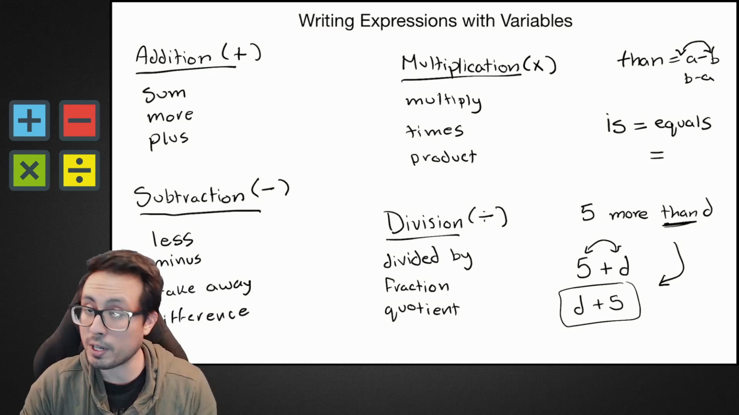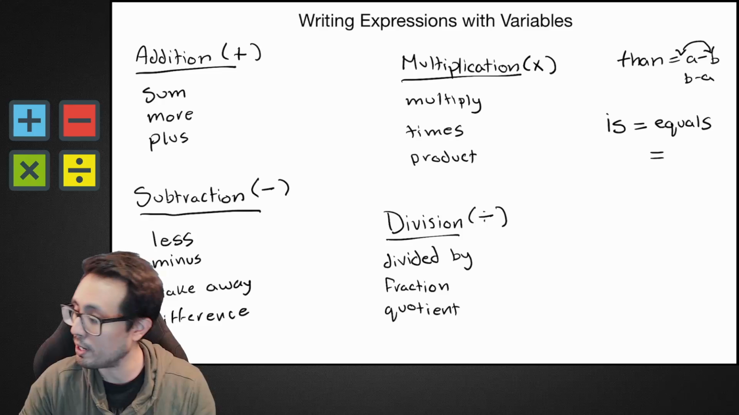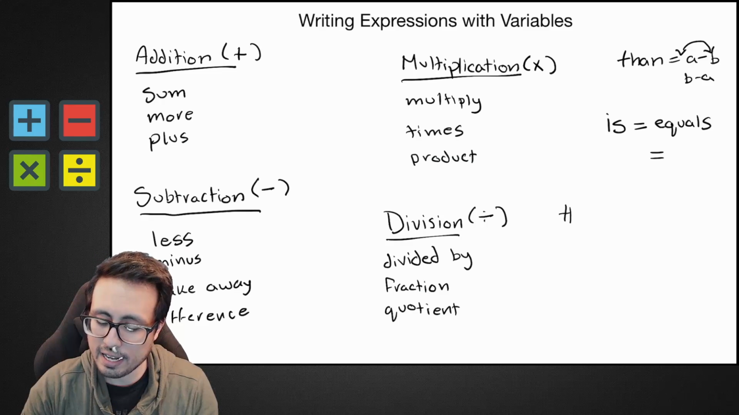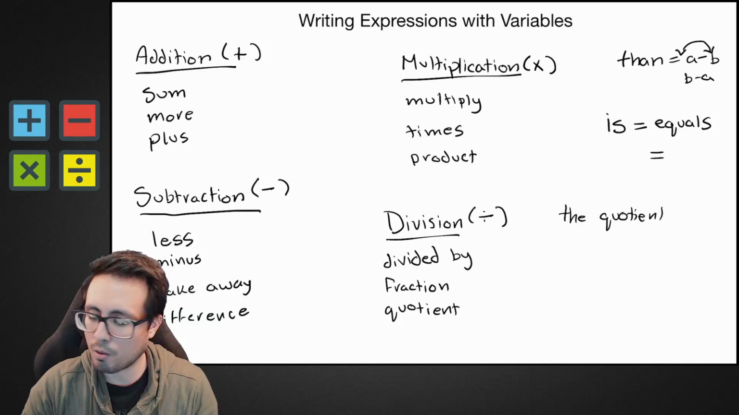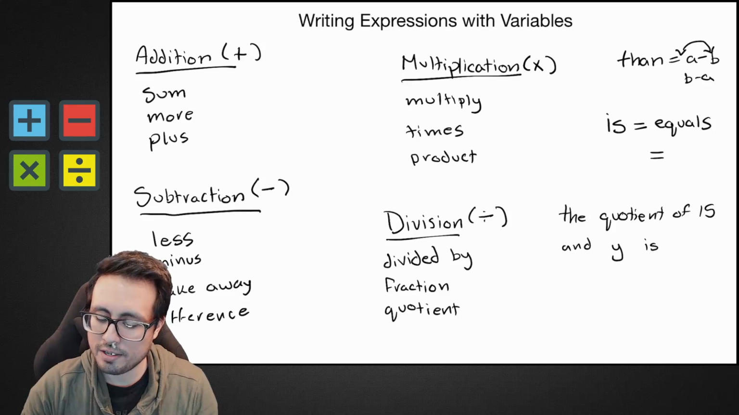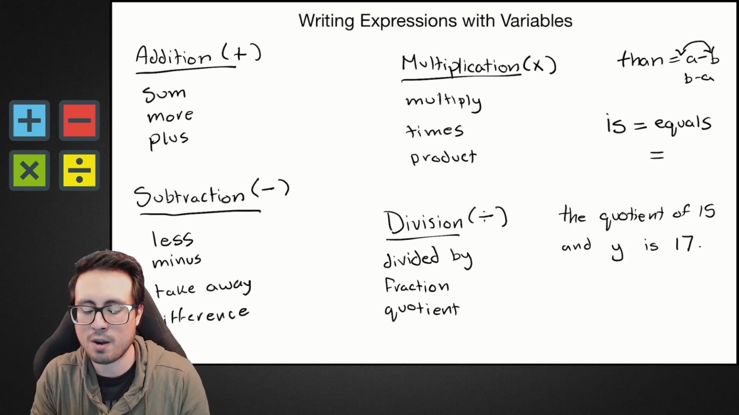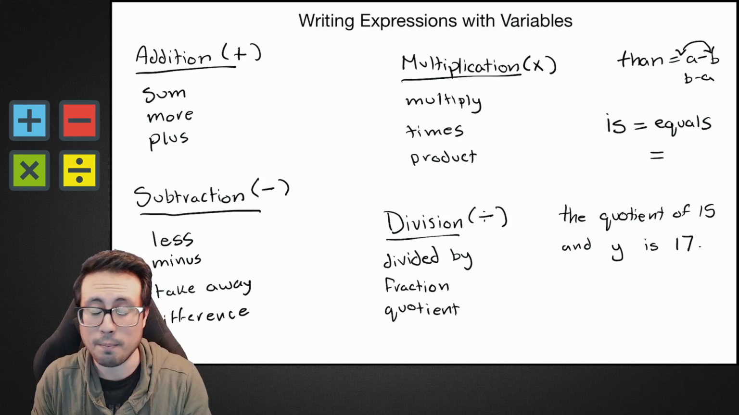Awesome. I know you guys must be crushing it right now. So let's go ahead and look at one more. Let's do one last one together. Let's say they give us the quotient of 15 and y is 17. Okay, the quotient of 15 and y is 17.